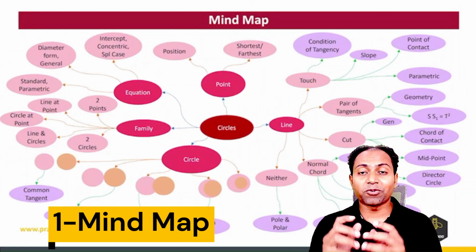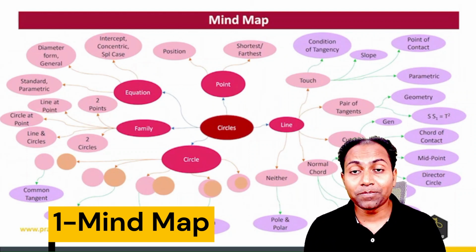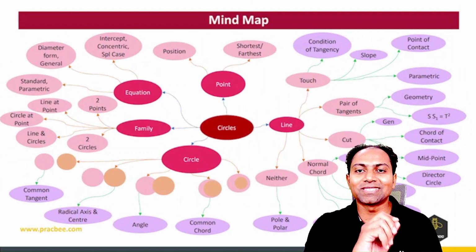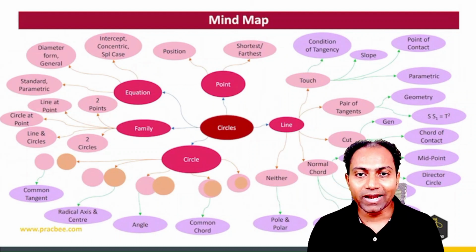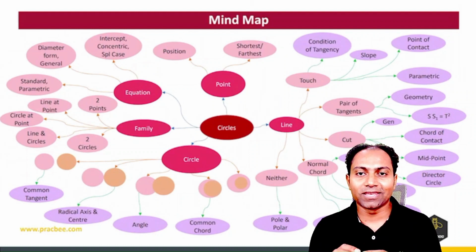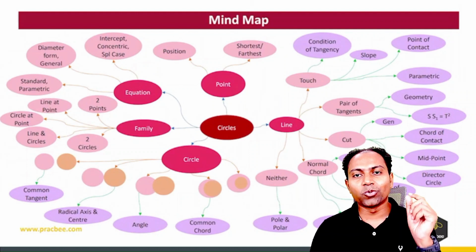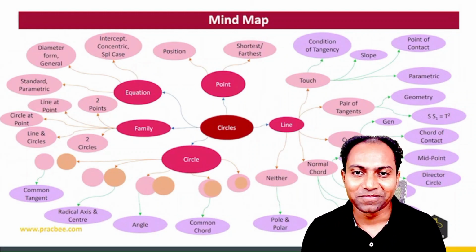So the first step of making compendium is to go through the mind map of that chapter. Now in PracBee notes, before every chapter or towards the end of it, you will always find one such mind map given, which summarizes all the important ideas and subtopics that are there in a topic. So it is very important that you go over this because this is going to form the framework over which we are going to develop a compendium.